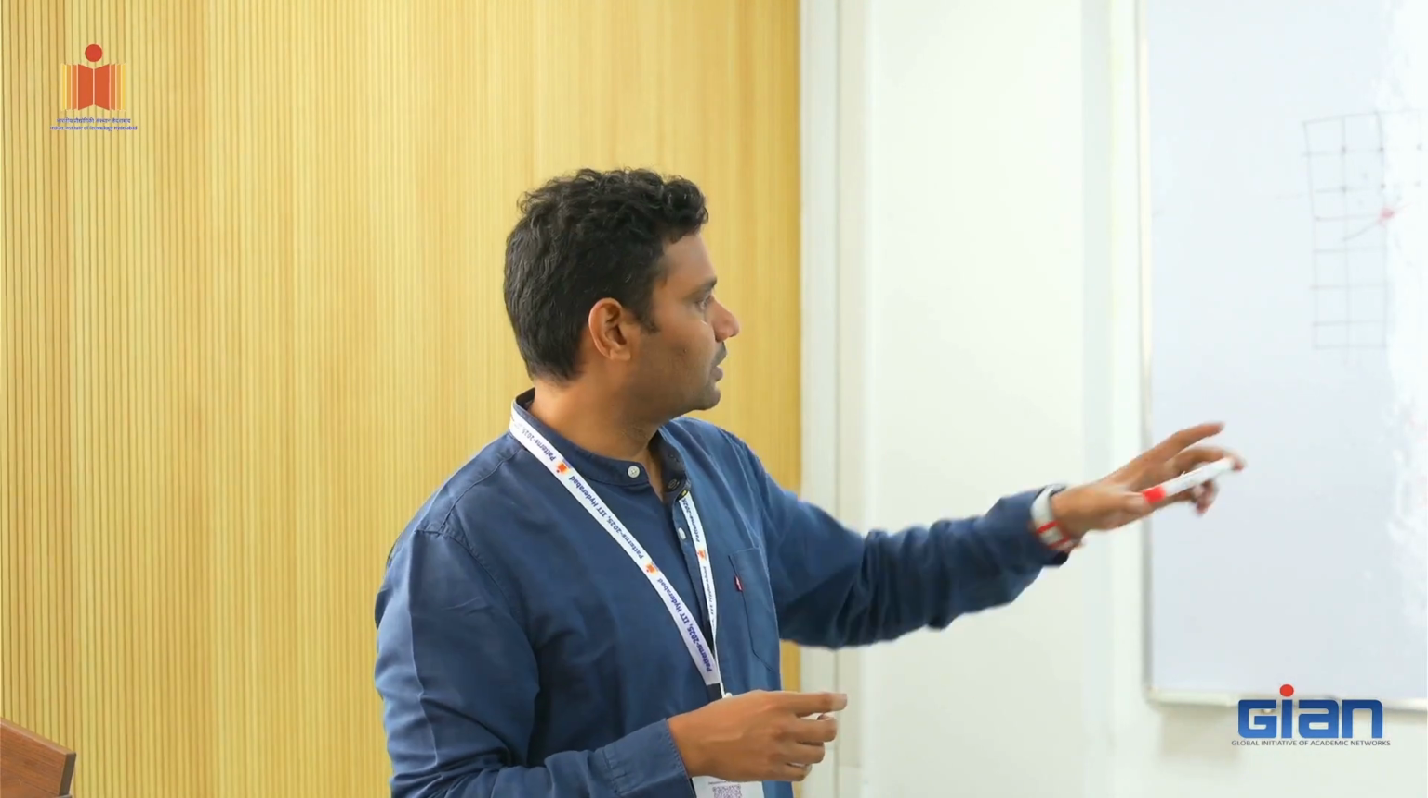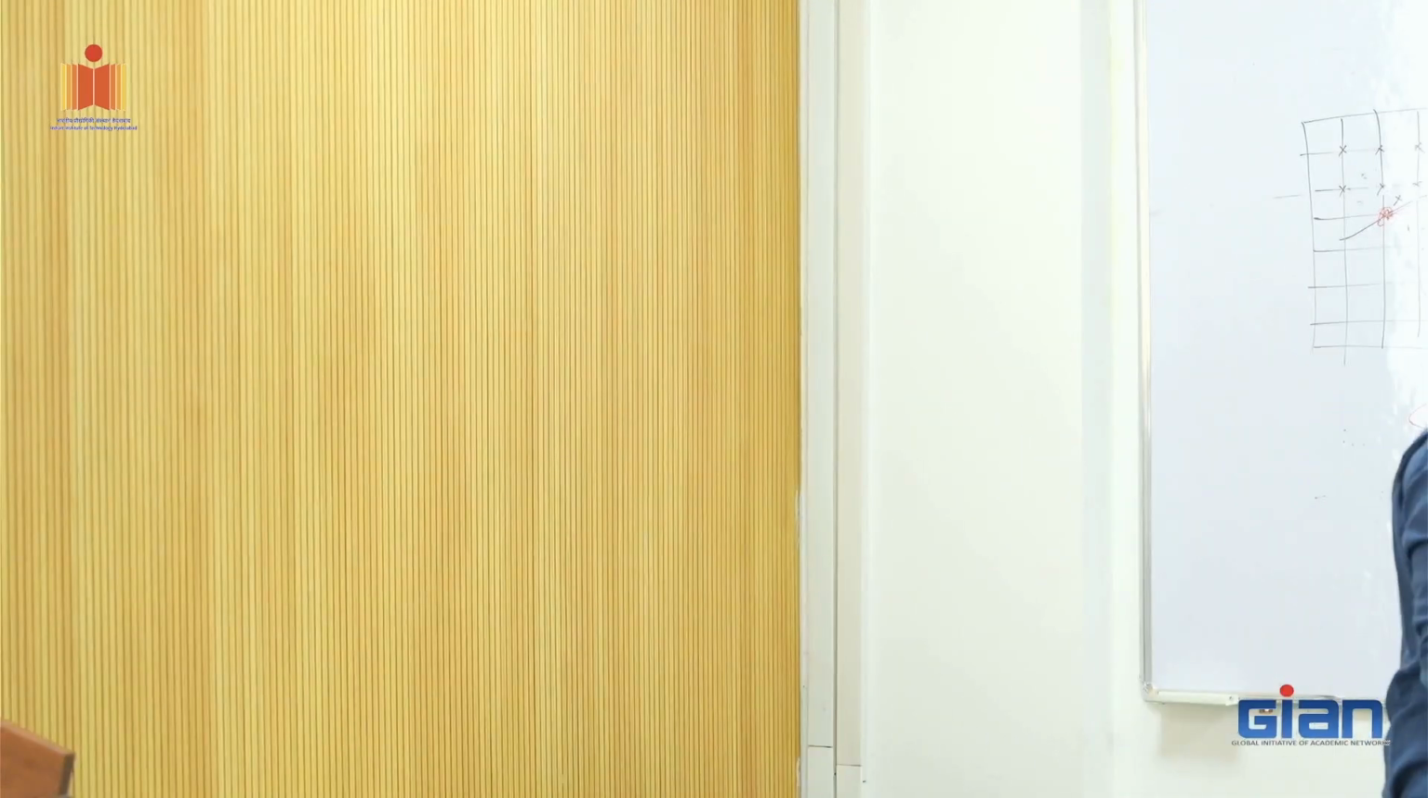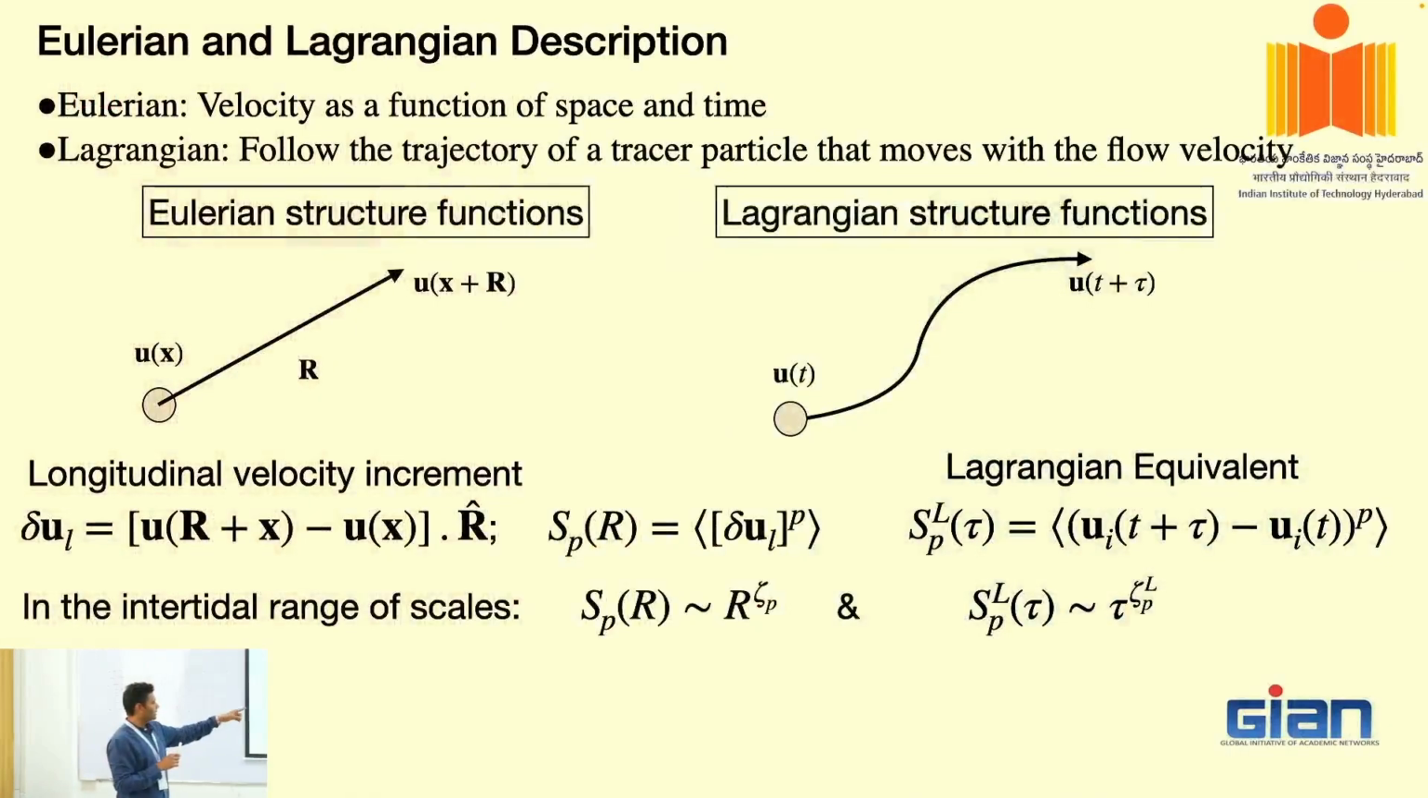Maybe if you use this Taylor Frozen hypothesis, then one may try to say how space and time should be connected. Then you can use a similar idea: since we know that space and time are connected, you can use this r to the power zeta p to get an idea about how the exponent for the time is going to be. But only if that hypothesis is valid, only in that limit can we say that. Otherwise, we cannot. So Lagrangian and Eulerian is always going to be different.